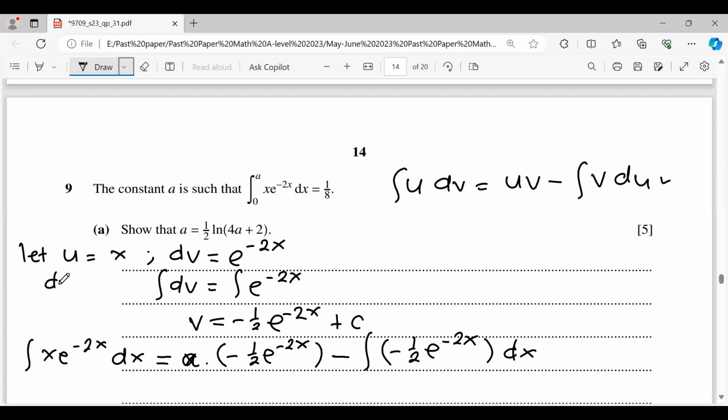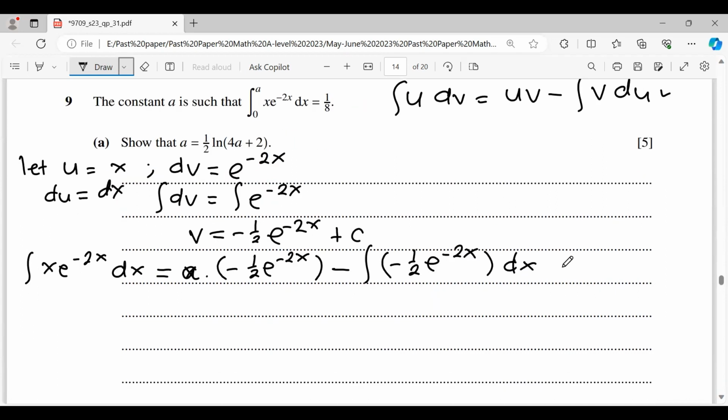Yeah, because u equals x, du equals dx. Okay, 1/8. So if we multiply a times, it becomes negative half a e power negative 2x. After that, plus the integral of e power negative 2x dx.